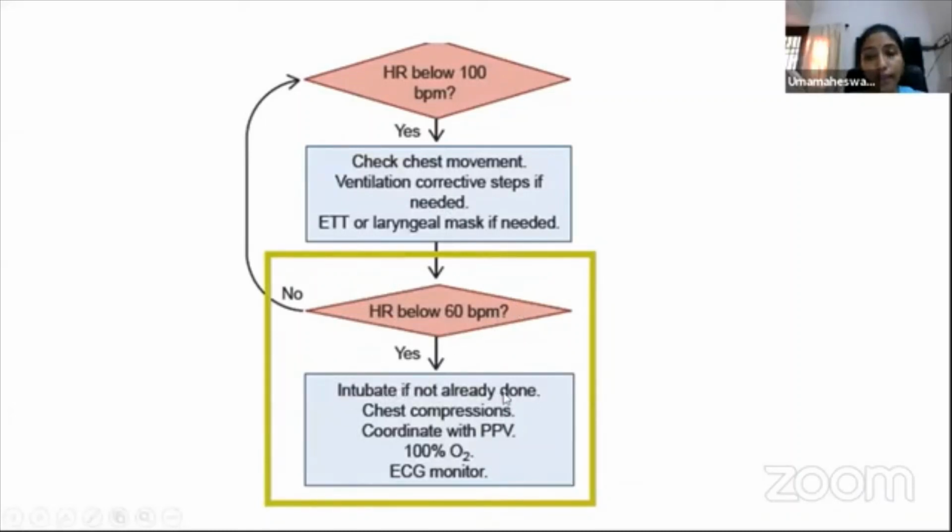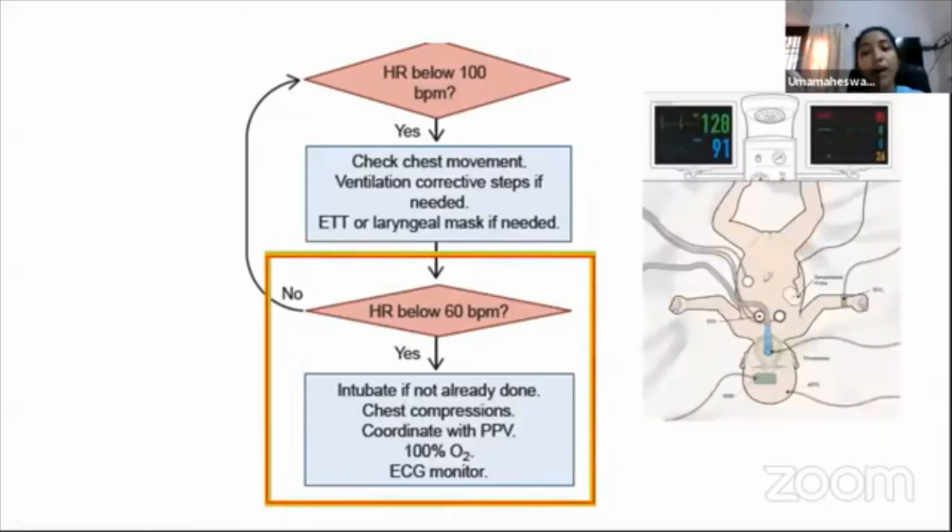So if you consider chest compression when the heart rate is below 60, and we have to intubate, there are other steps which need to be done. If not intubated, intubate. During chest compression, it has to be coordinated with positive pressure ventilation. And at that point, we need to start 100% oxygen and also connect the ECG monitor. At this point, it is crucial for us to know what the heart rate is.